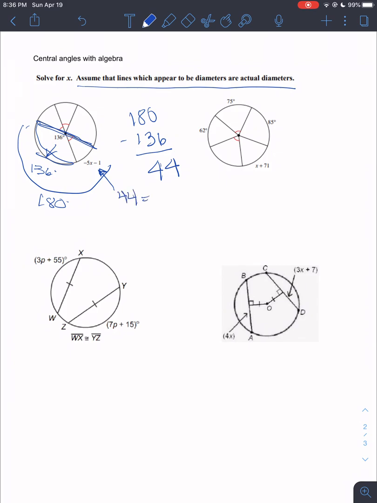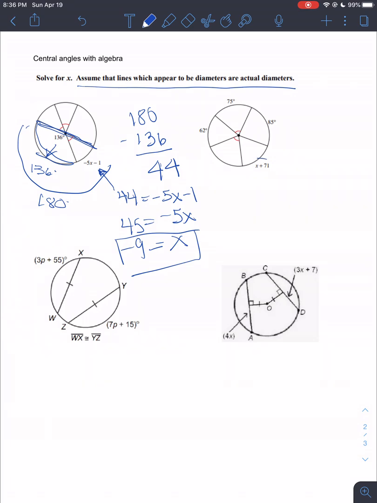So we're going to set that equal to negative 5x minus 1. We're going to add 1 to both sides, so we get negative 5x equals 45. Divide each side by negative 5. It looks like x is going to be negative 9. Okay. All right, next one.